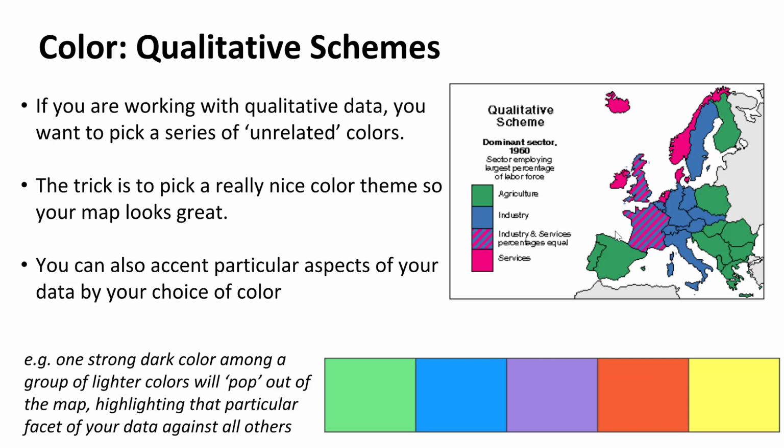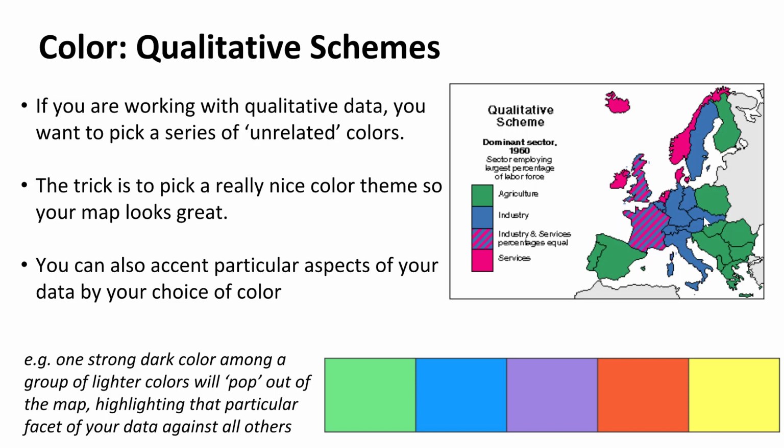Finally, we have qualitative schemes. So if you're working with qualitative data, you want to pick a series of unrelated colors. So the trick is to pick a really nice color scheme so that your map looks really, really great. You can also accent particular aspects of your data by your choice of color. So for example, one strong dark color among a group of lighter colors will pop out of the map, and this might highlight a particular facet of your data against all others. So maybe that's what you want to do, but just consider your colors and what you're trying to show with your data when you're making a map.